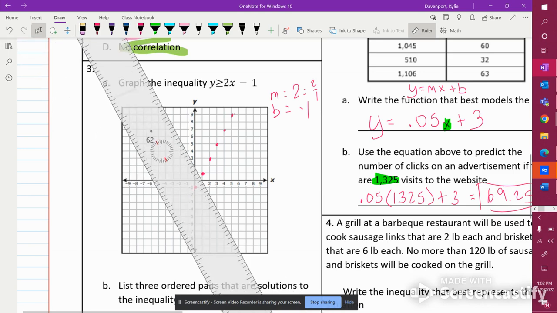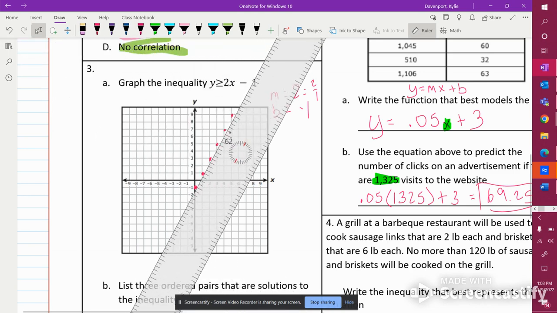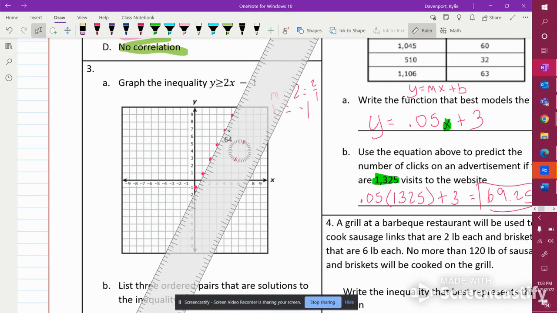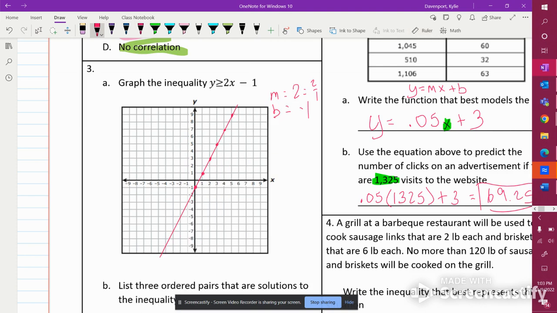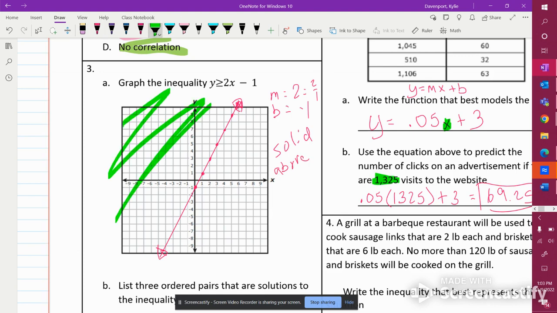Now, I'm going to use my ruler to go in and connect my dots. So, greater than or equal to. I already know that it is a solid line because of the underline. If there's no underline, it is a dashed line. And because it's greater than, I'm going to shade above. So my shading is going to be up here.